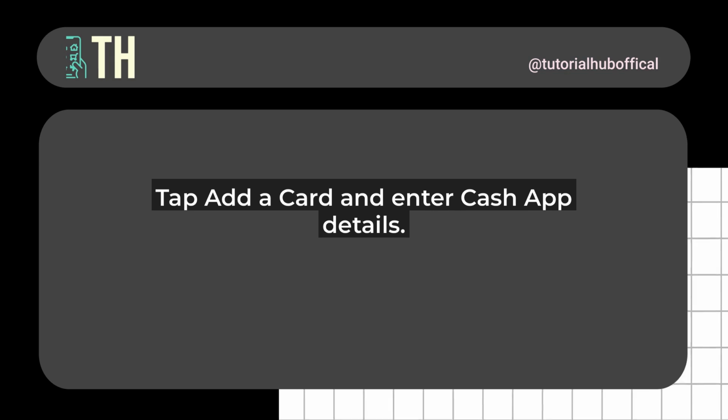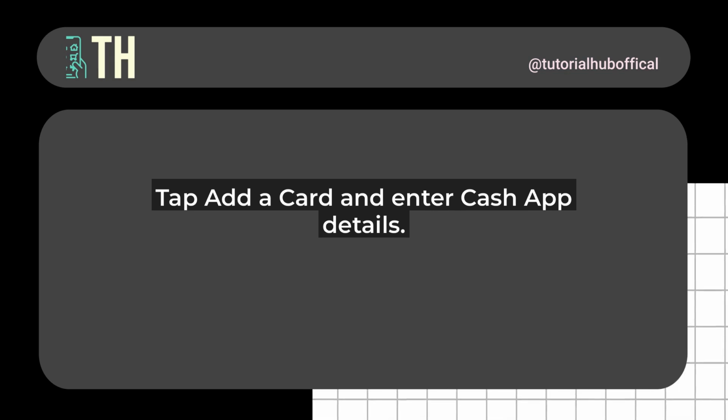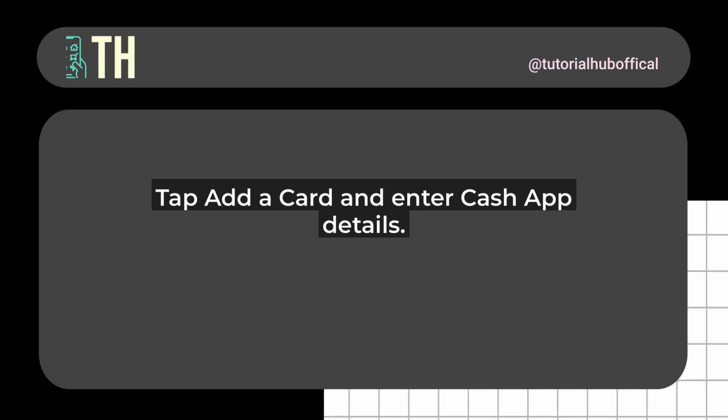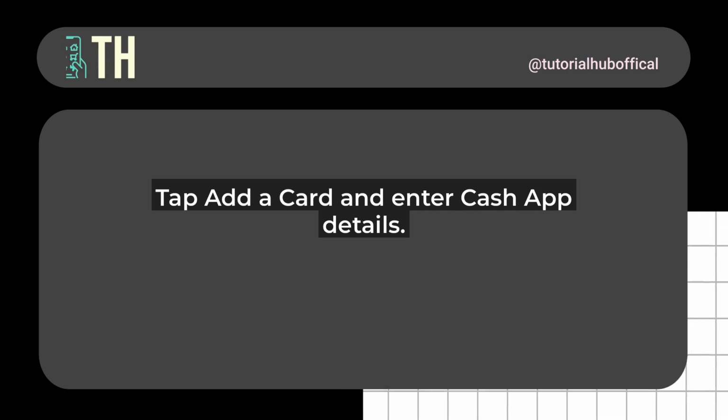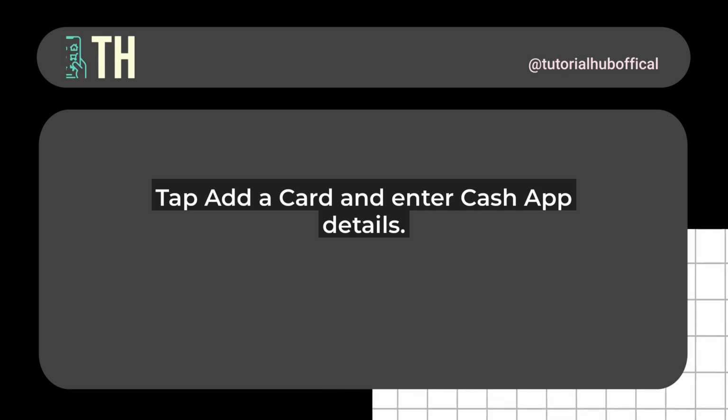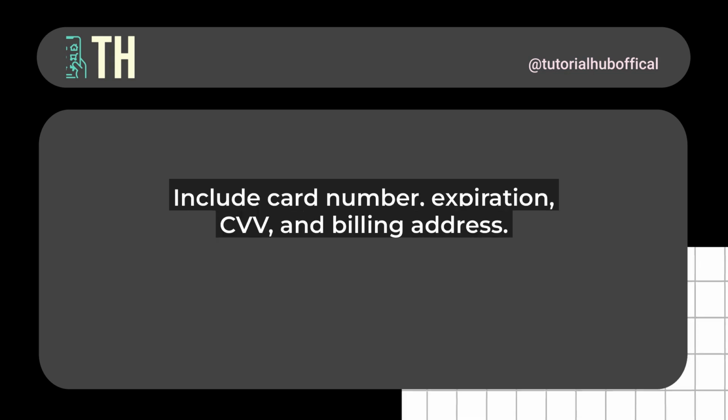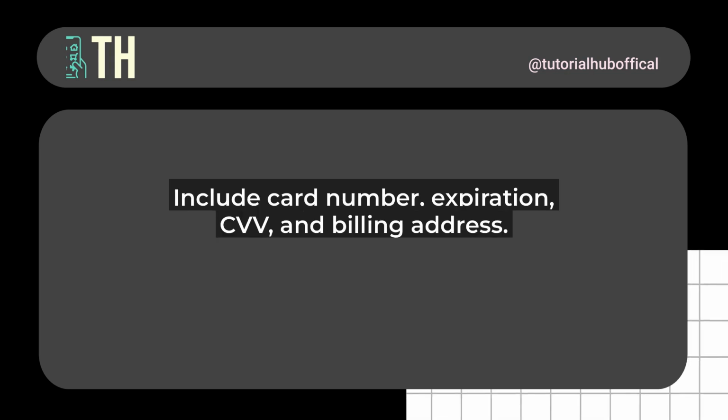Grab your Cash App card, enter the card number, expiration date, and the CVV code carefully. Don't forget to add your billing address to match what's on file with Cash App. After entering the info, hit Save or Add Card.